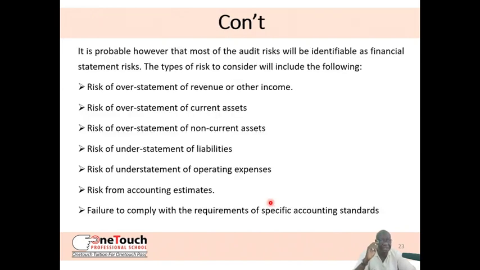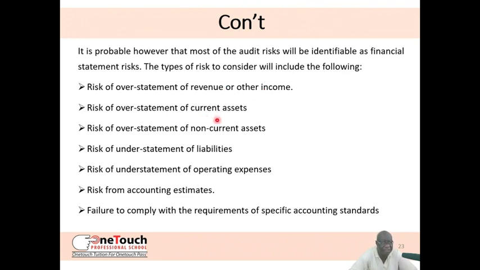It is probable, however, that most of the audit risks will be identifiable as financial statement risk. It's true. Most of the risks that we call audit risk will affect the financial statement. Types of risk to consider include the following. Risk of overstatement of revenue. Where revenue has been inflated, in that case, it will affect the financial statement or any other income.